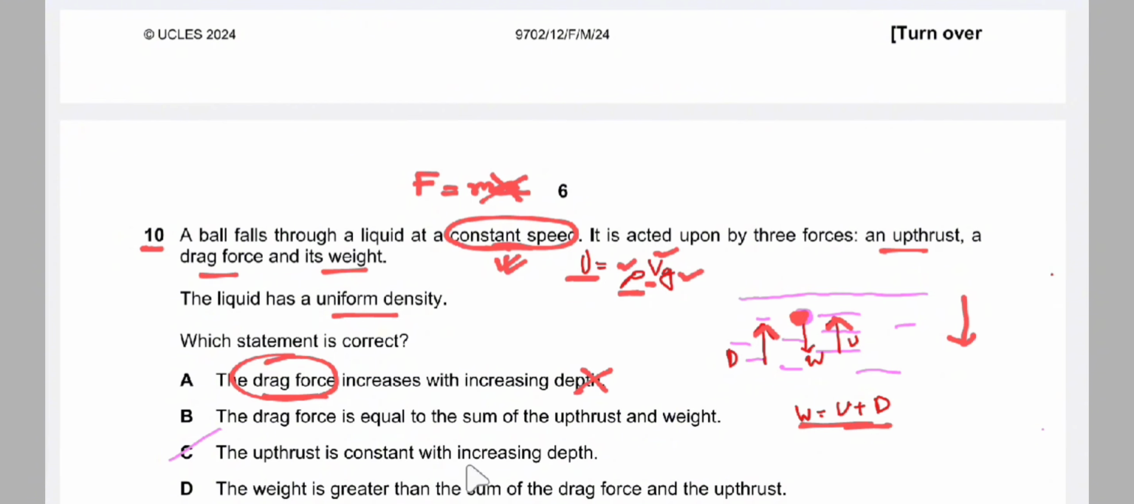The upthrust is constant with increasing depth. Here I have mentioned that the upthrust is equal to rho Vg, where rho is the density of the liquid, V is the volume of the object, and g is the gravitational field strength. Therefore the upthrust is constant with increasing depth. Therefore the correct statement is C. Then, weight is greater than the sum of drag force and upthrust. But weight is equal to the sum of upthrust plus drag force, so it is not greater, it is equal. Therefore this option is wrong. So the correct statement is C.